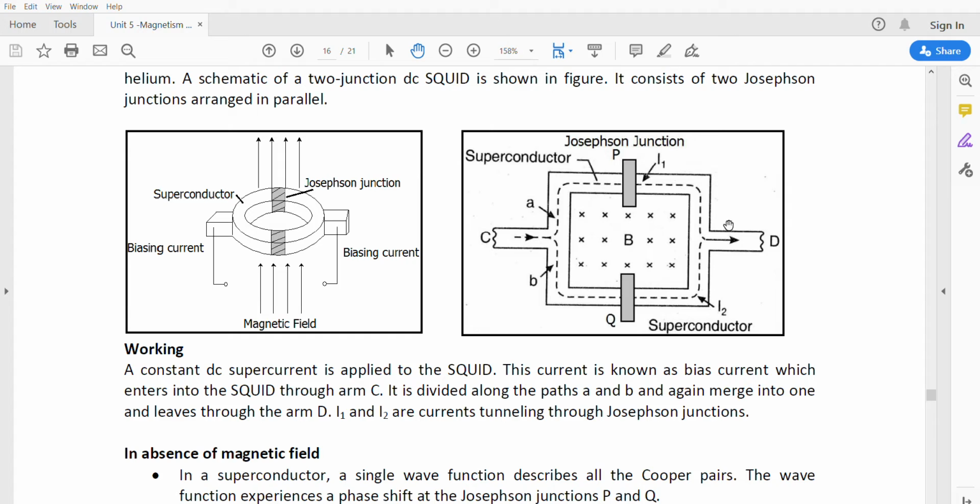A superconductor which is carrying current will behave like a magnet, and the magnetic flux will be developed here. Here we can observe the working: the current is given at the points C and D. That current will travel through the junctions P and Q. The additional phase difference is added here at the points P and Q, and those two currents, after traveling from P and Q, will merge at the point D, and in this loop high magnetic fields will be developed. That magnetic field is considered as B.